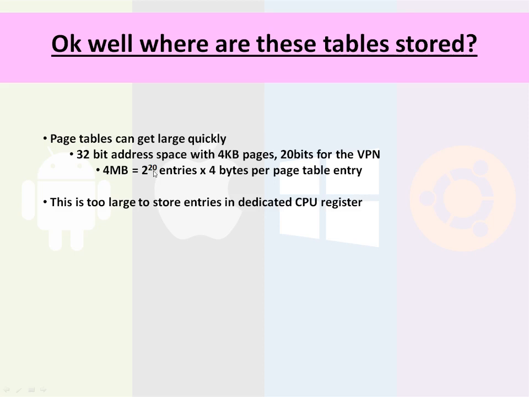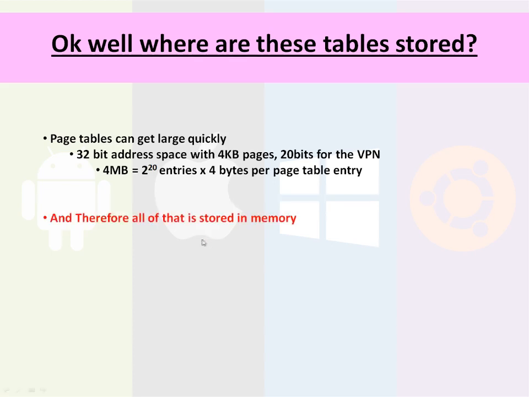And that's 2 to the power 20 entries times the size of each page table entry. So this is how many pages there are times the size per page table entry. And this is just far too large to store in a dedicated CPU register. And that's why we store it in the operating system kernel, in memory itself.